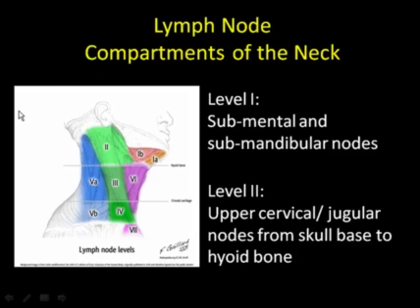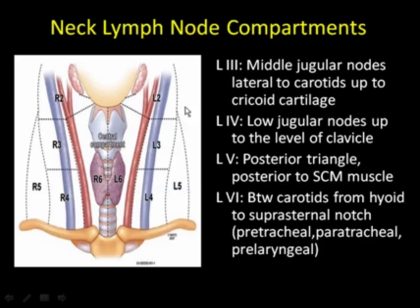And here's a schematic of the lymph node compartments of the neck. Level 1 and level 2 are outlined in this slide, and levels 2 through 4, including level 5, in this slide. And then remember that level 6 is also called the central compartment, and it is the space between the carotids from the hyoid bone down to the suprasternal notch.